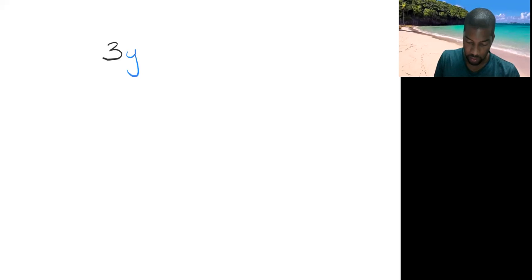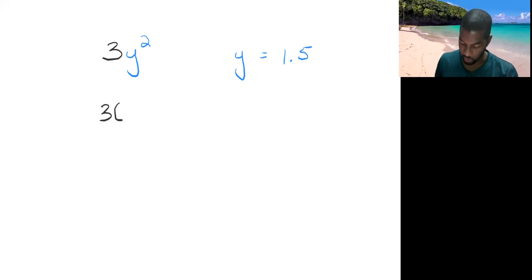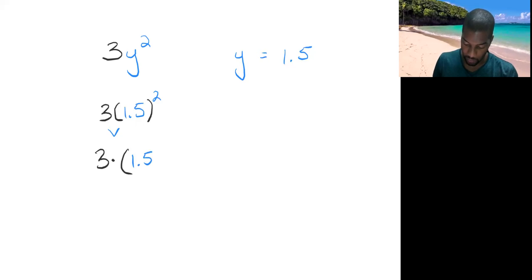3y squared when y is 1.5. Simple solution, replace the y with 1.5. Remember, the square only applies to the 1.5. It does not apply to the 3, because really what this is, it's 3 multiplied by 1.5 squared.